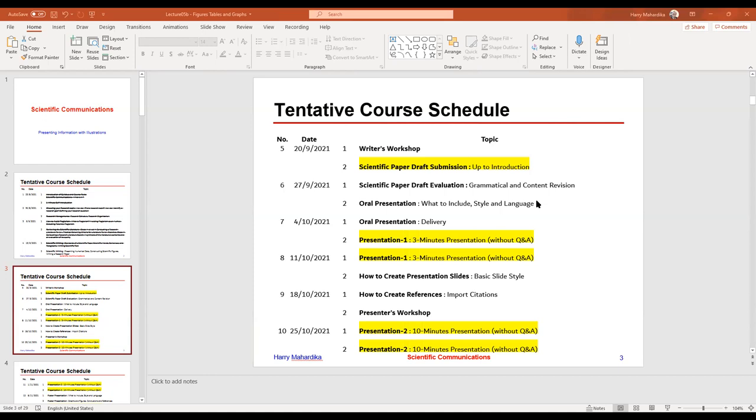Now we are moving on to Hauda Alifia. Hello, sir. Could you share your proposed topic for the class? My topic is deep learning for COVID-19 detection based on X-ray. Deep learning for COVID-19 detection based on X-ray.